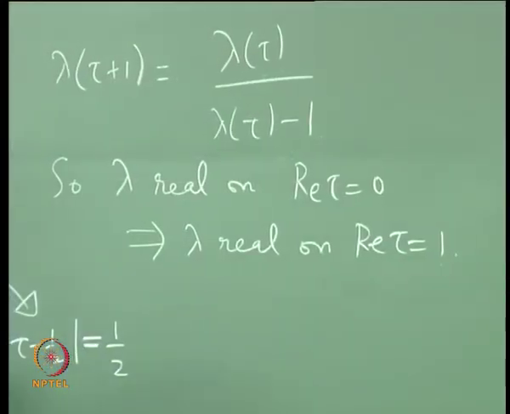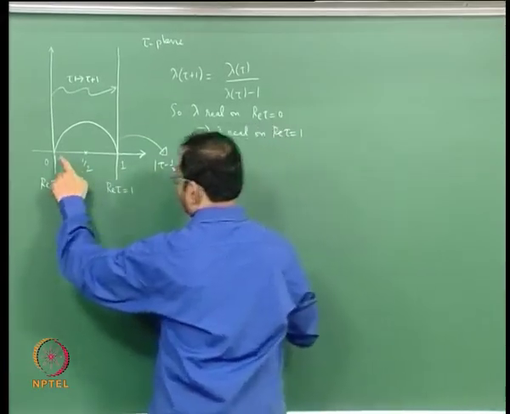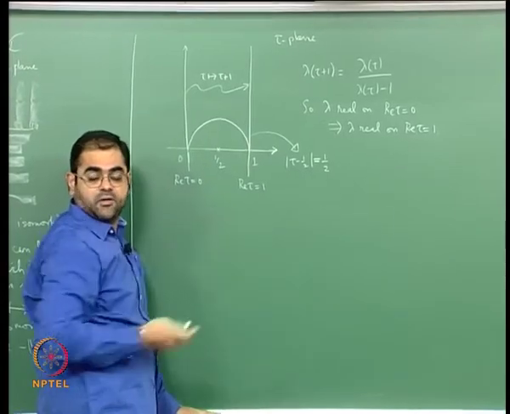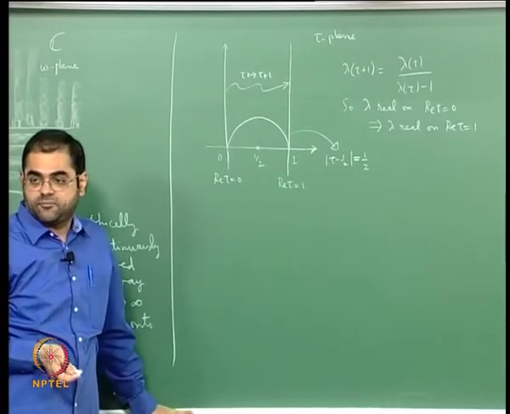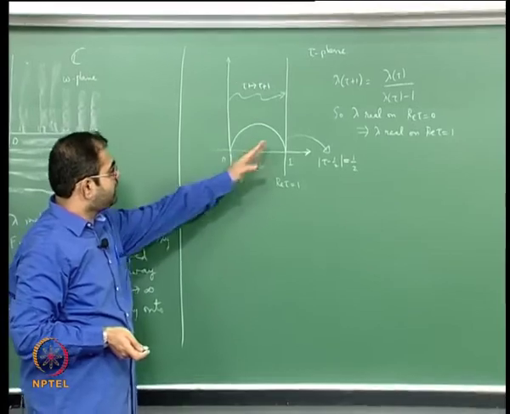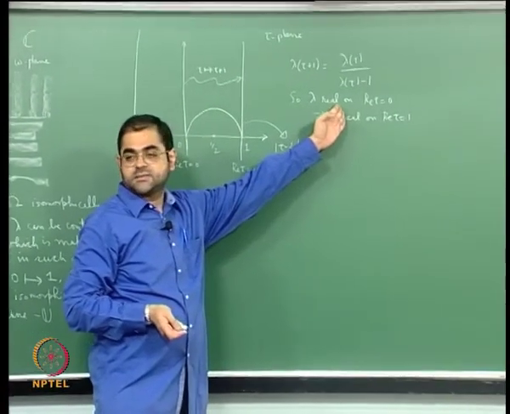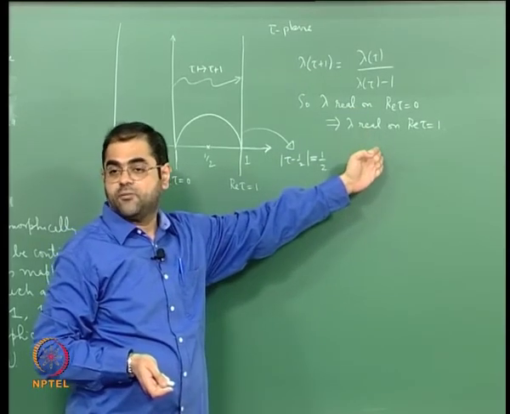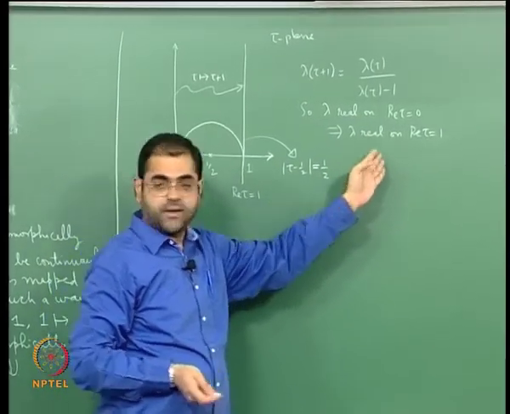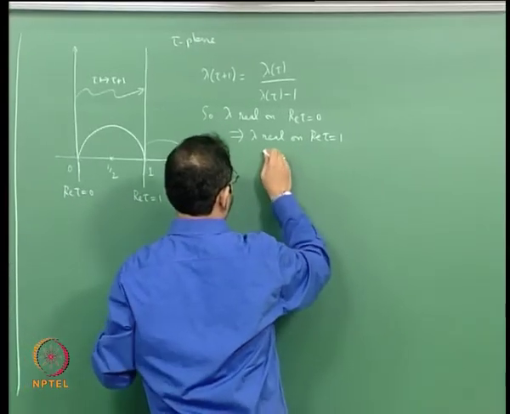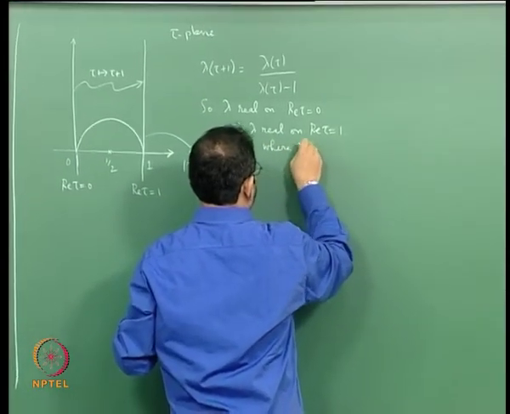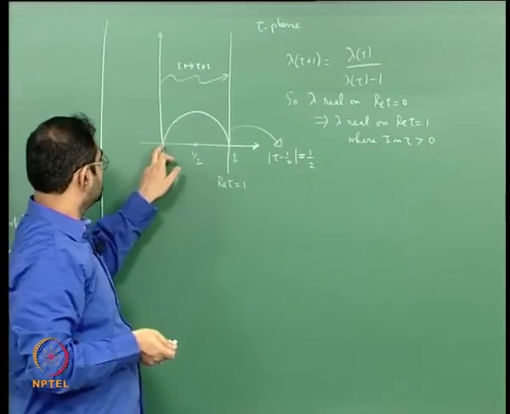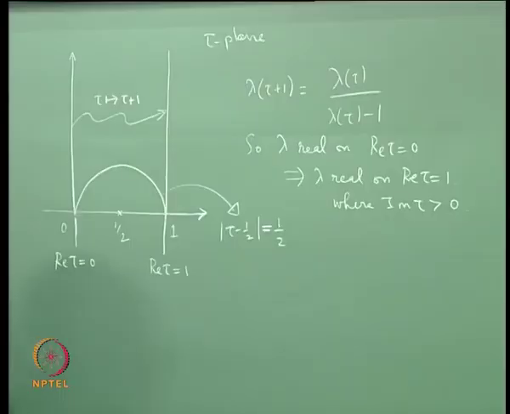And of course I will have to worry about the point 0 and the point 1, because for the moment lambda is only defined on the upper half plane, okay. So what I am saying here applies only when imaginary part of tau is greater than 0, okay. Let me write that down. So you will have to leave out this point and you have to leave out this point, right.